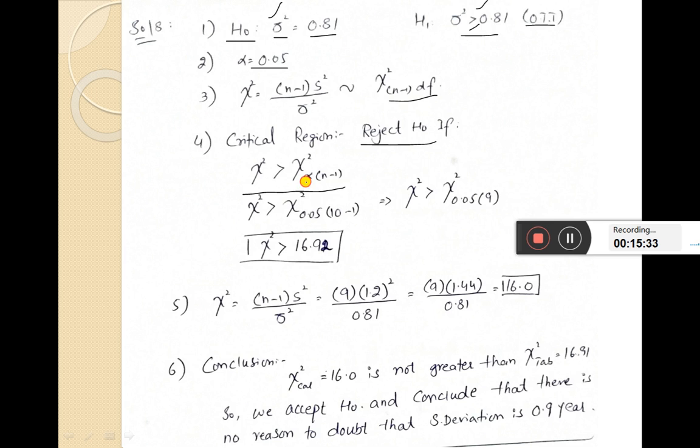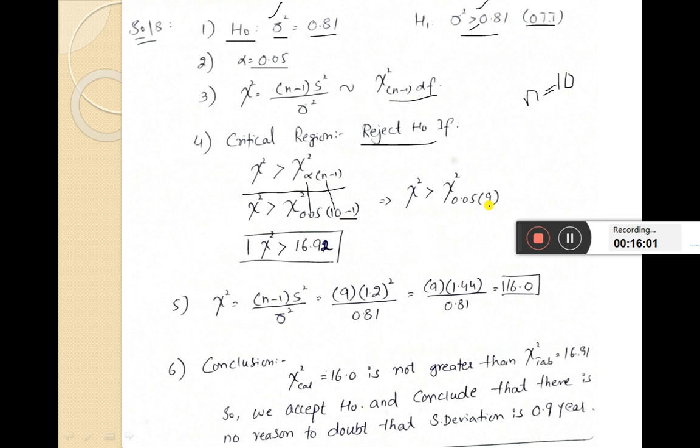Here alpha is 0.05, and n total, the total batteries, n is equal to 10. There were 10 batteries in total. So n is your 10, and in the n position I put 10 here. Now look here, 10 minus 1 is equal to 9. Now chi square greater than chi square 0.05 and 10 minus 1, which is 9.